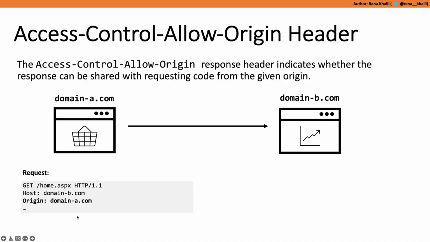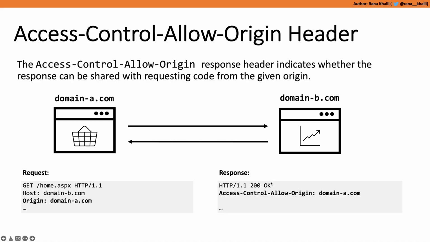The request will look something like this, where the origin is domain A.com because that's where the request is coming from. The host is domain B.com because that's where you want to extract data from. And you're requesting the home.aspx page. Now, if domain B has CORS rules configured where it says if you get a request from domain A.com, then allow domain A to read the response of the request, you'll see a response that looks like this.